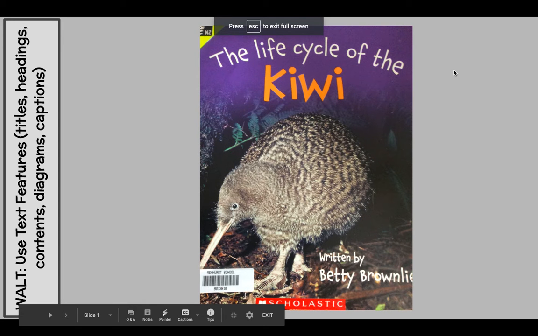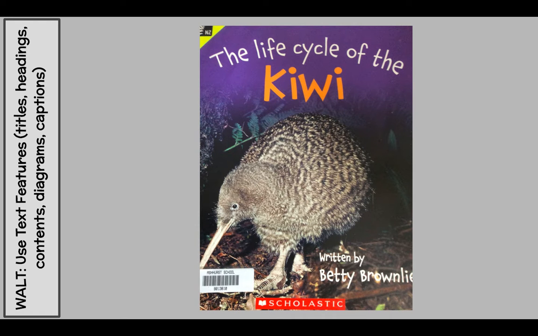So our WALT is to use text features, that's titles, headings, contents, diagrams, and captions in our reading. We're going to use the book The Life Cycle of the Kiwi, written by Betty Brownlee, and it really shows well how the titles, headings, contents, diagrams can help us when we're reading to gather information.